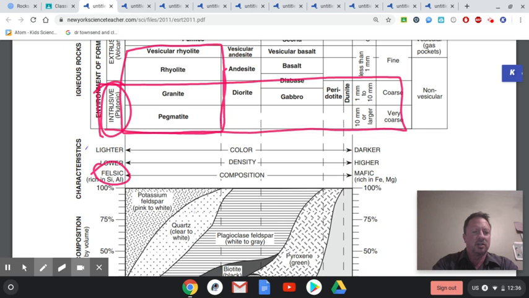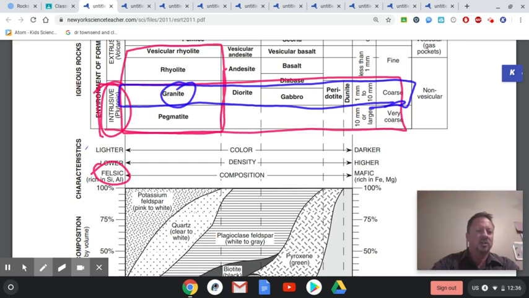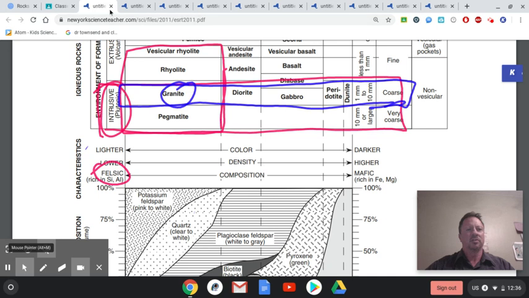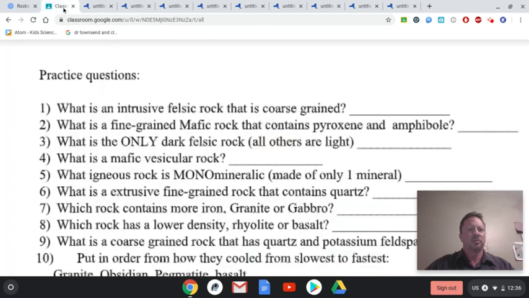I use a different color. Okay, let's say blue. Coarse-grained is here. The only rock that's in all three of those boxes would be granite. So that's how you would do a question like that. Let's get rid of this one, and we'll go to the next one.